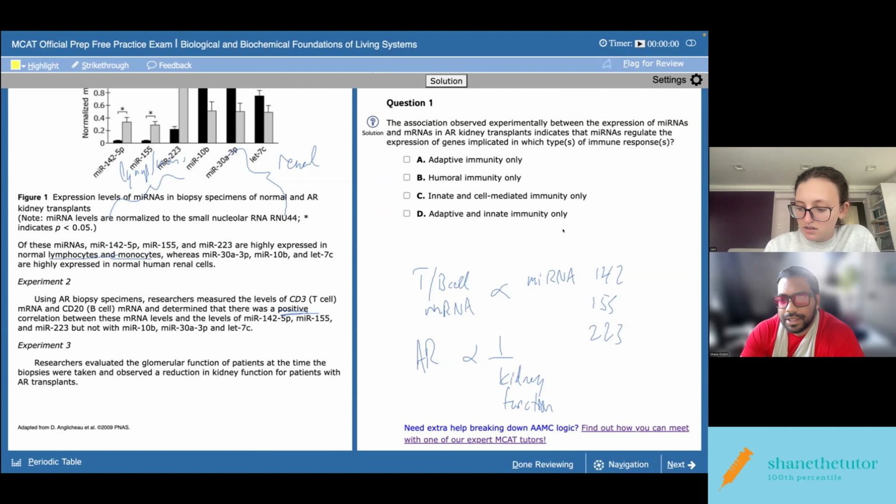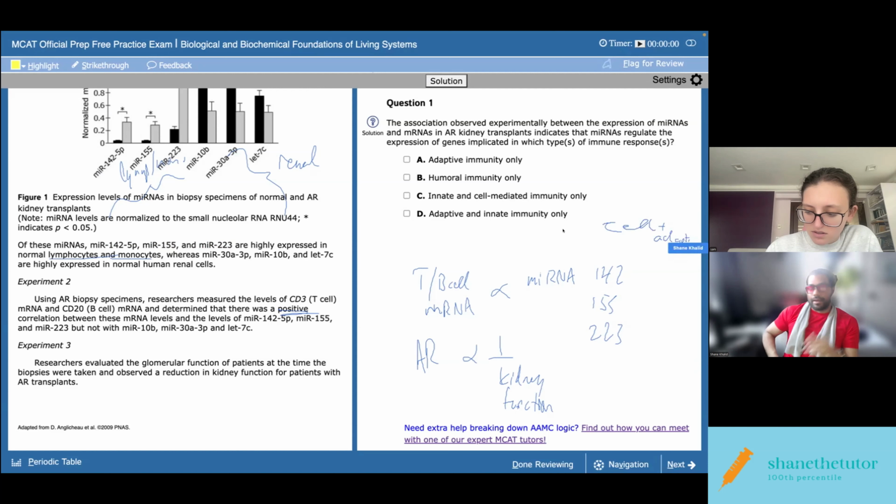Yeah, so what was the choice that you came up with? Can you tell me that again? At first I said cell-mediated and adaptive, but humoral would work with that too.